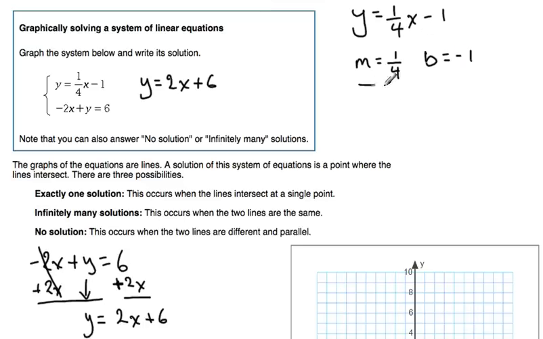For the second equation, y equals 2x plus 6, the slope, once again the number in front of the x, is 2, and the y-intercept is 6.